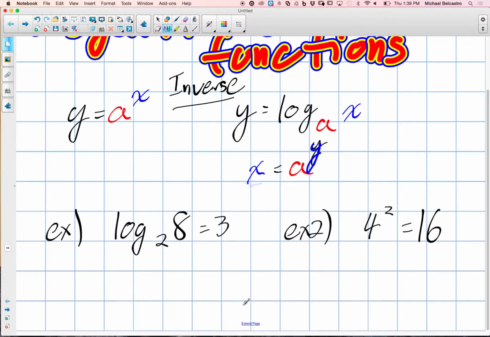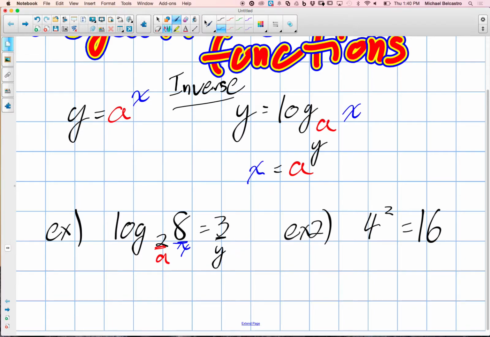We have log subscript 2 of 8 is equal to the value of 3. Let's try to write this as an exponent. The first thing we'll do is figure out what variable each of these stands for. Our a value in our log is the number 2, our x value is the number 8, and the y value is the number 3.